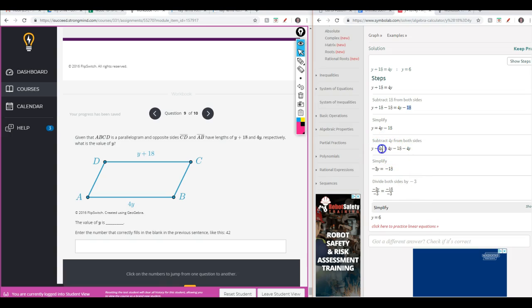And then y minus 4y are like terms because they both have y. We have one value here and we're subtracting 4. So 1 minus 4 is a negative 3 and we have negative 3y. So then we divide both sides by negative 3. Negative 3 divided by negative 3 reduces down to 1. And negative 18 divided by negative 3 reduces down to 6.